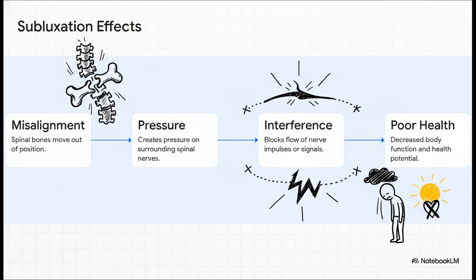Step 1, you have the spinal misalignment. Step 2 is the resulting pressure on those surrounding nerves. Step 3 is the signal interference, which is essentially blocking the flow of natural energy or nerve impulses. And finally, Step 4 is a decreased health potential. Because the nervous system controls all the functions of the body, practitioners believe this blocked flow causes the whole system to function at less than 100%.